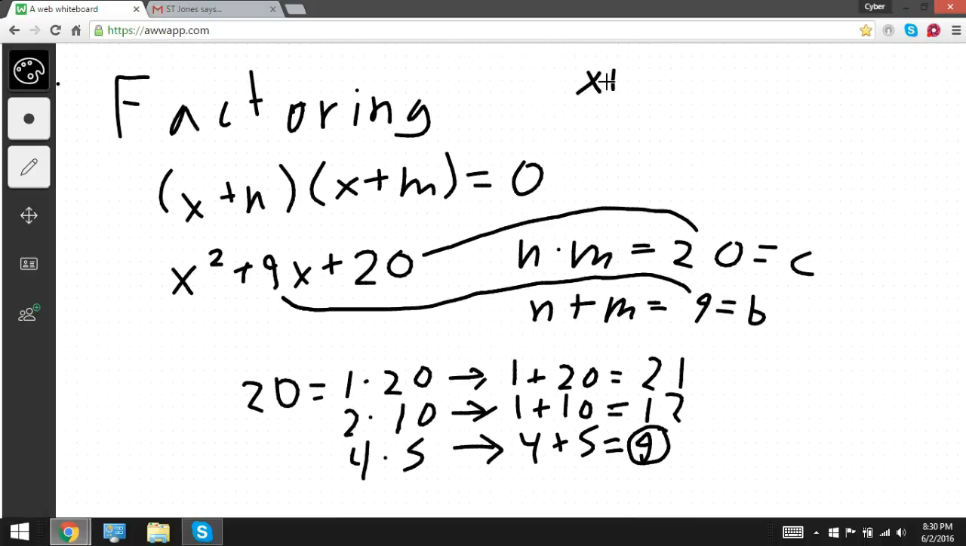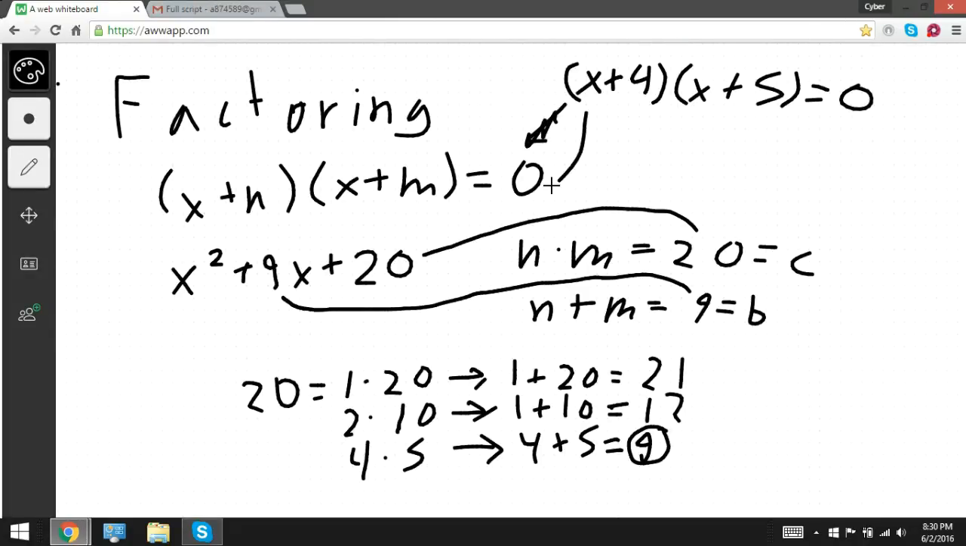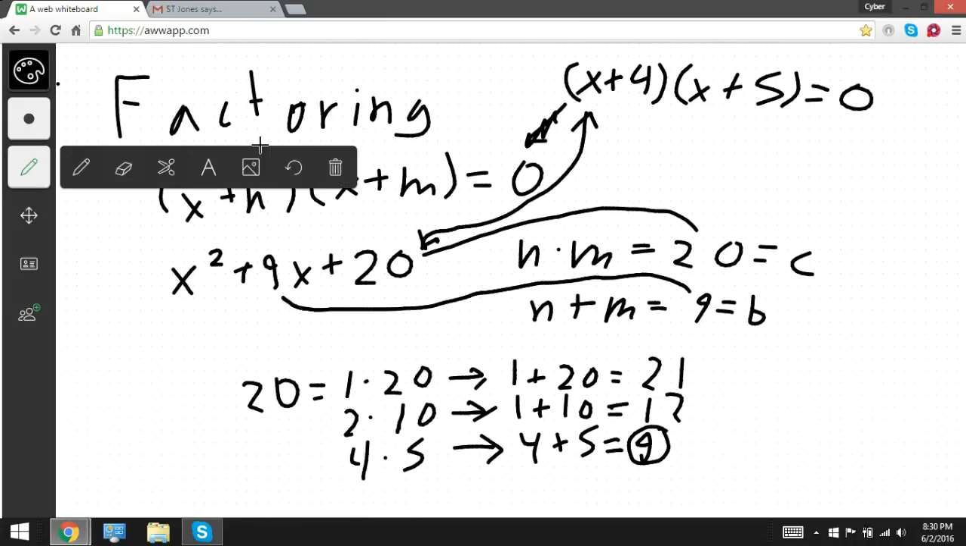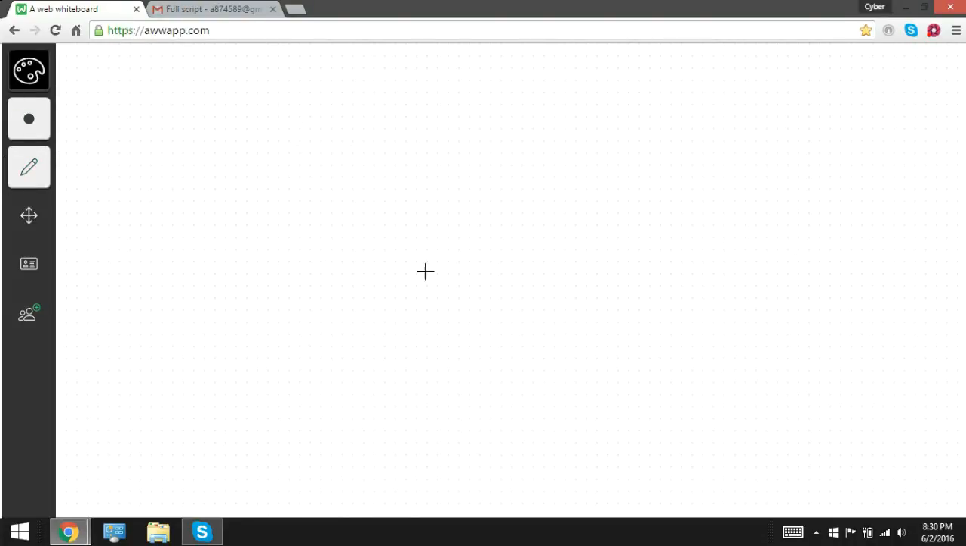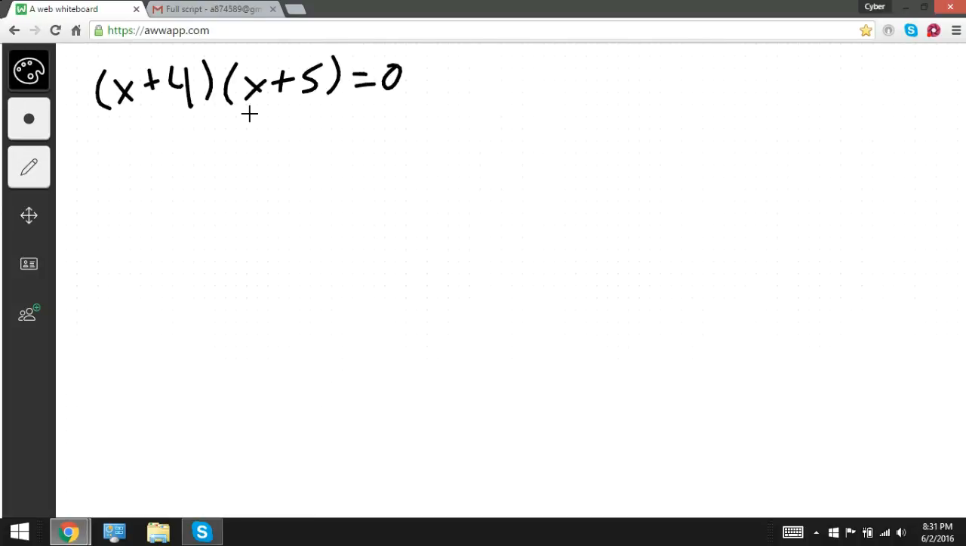So we plug in 4 and 5 as n and m. So x plus 4, whole thing, times the quantity x plus 5. Set that to equal 0. And that is the same thing as x squared plus 9x plus 20 rewritten. You're going to expand it and see for yourself. And let's just clear the board so it's less cluttered. Let's rewrite it. x plus 4 times x plus 5 equals 0.